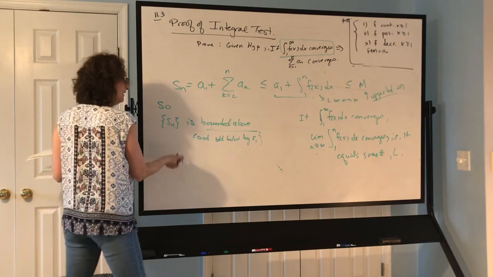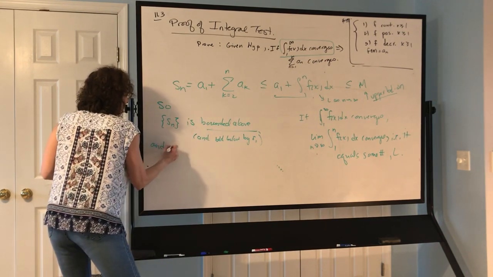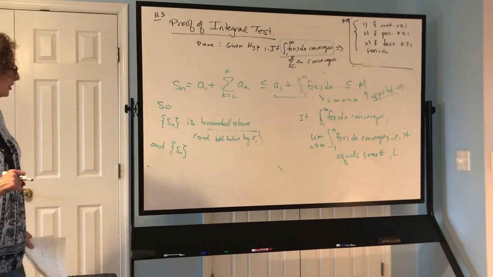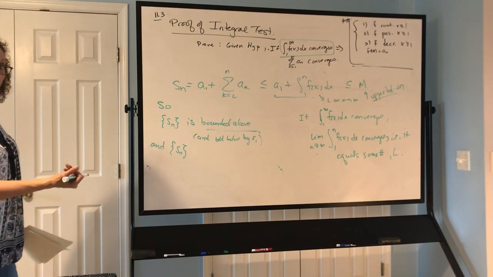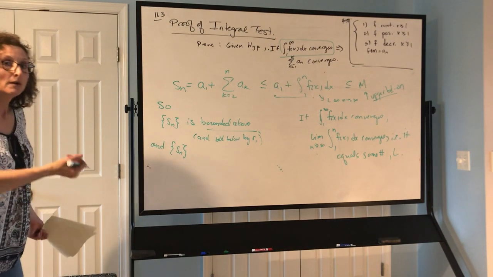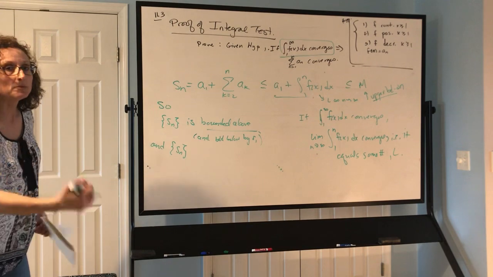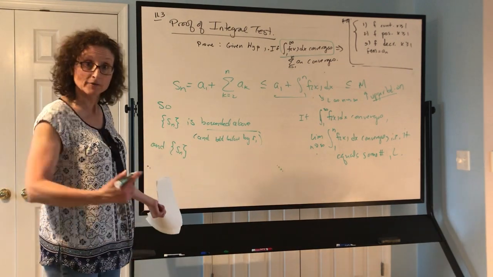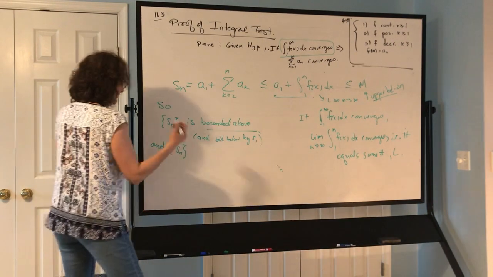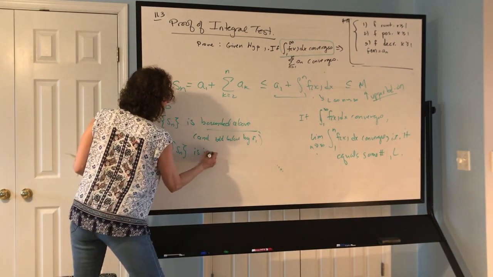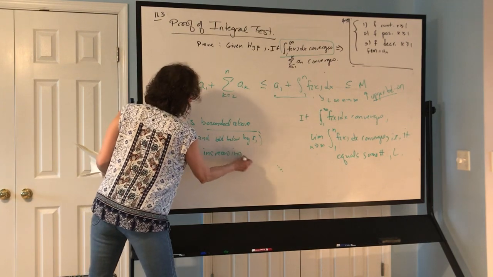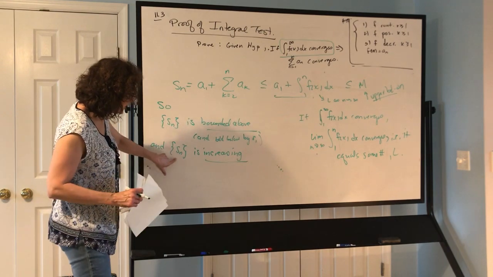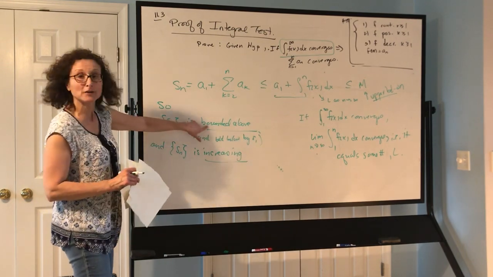What do we know about Sn? Is Sn increasing or decreasing? What do you think? S1 is A1. S2, A1 plus A2. S3, A1 plus A2 plus A3, right? What do we know about all the A's? They're positive. You keep adding something positive, right? So Sn is increasing. So the sequence of partial sums is increasing and bounded above.